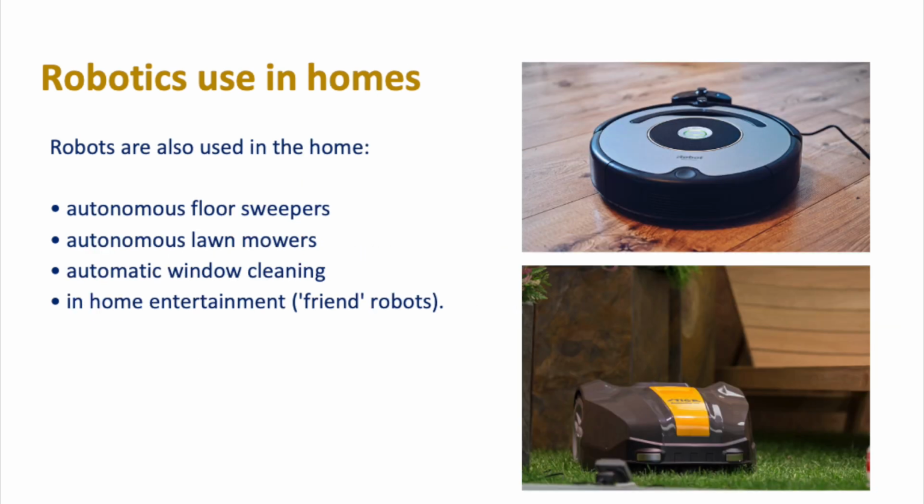But they're not just used in factories, they're also used in the home. Some of you might have seen robots which are used in the home. For example, you might have autonomous floor sweepers. The common one is Roomba. There are autonomous lawn mowers that can mow your lawn for you. There are automatic window cleaners. There are in-home entertainment robots, for example, friend robots or a toy robot. So robotics are quite popular inside the home as well. We currently don't have autonomous humanoid robots that can do our dishes, wash our clothes, things like that, but we are on our way to developing those types of robots as well.